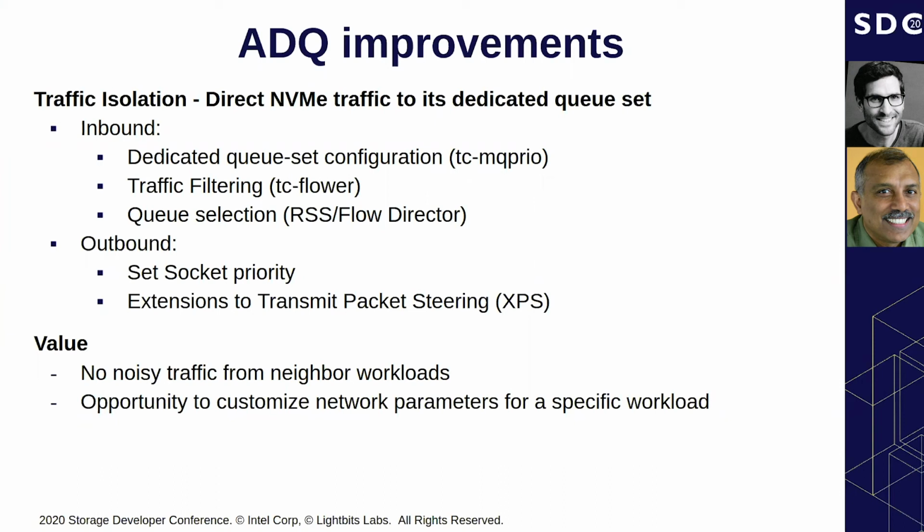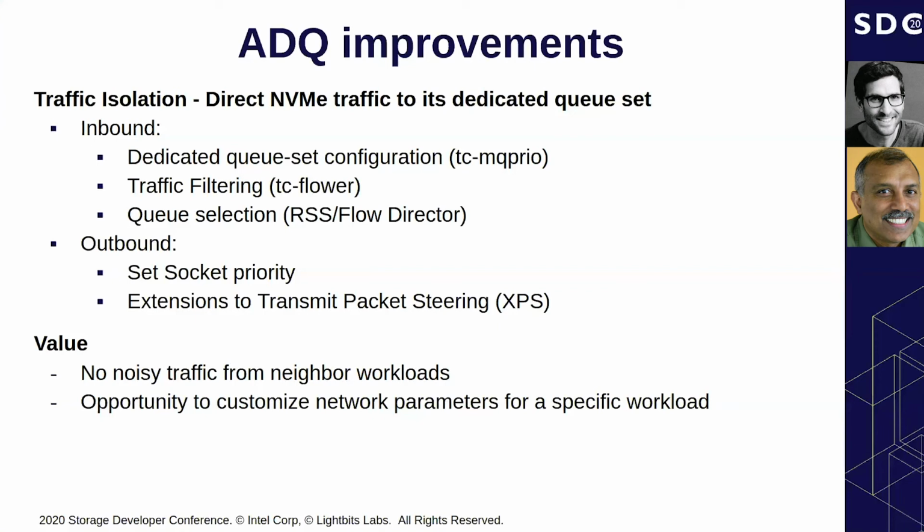On the outbound, like we discussed earlier, we set the socket priority, and the socket priority allows us to steer traffic to the corresponding application queue set. That is done through extensions in XPS that allow the choice of the specific TX queue within a queue set. So basically what happens here is when you create a dedicated queue set through mqprio, you also set a priority, and that priority is honored on the egress path. When a socket with the priority comes through, you can then pair the queue sets based on that.